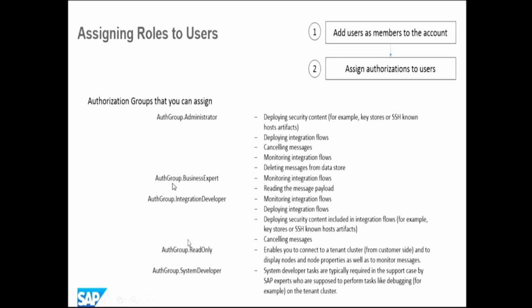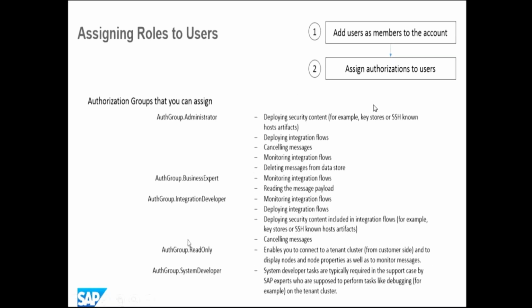Okay, then you have the auth group dot business experts. Business experts are nothing but the functional people. So to them you will be providing the monitoring roles of your HCI, which means they can only view the messages which have been flowing and monitor the iFlows, nothing else. They cannot deploy the iFlows, they cannot delete the data store, they cannot cancel messages. They can only view the messages which are being processed through our HCI.